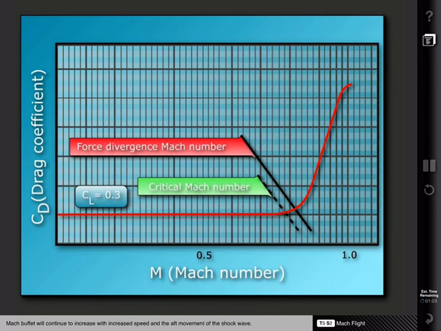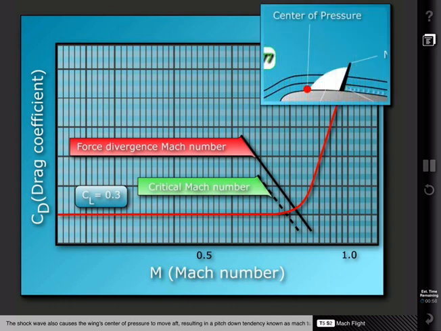Mach buffet will continue to increase with increased speed and the aft movement of the shock wave. The shock wave also causes the wing's center of pressure to move aft, resulting in a pitch down tendency known as Mach tuck.